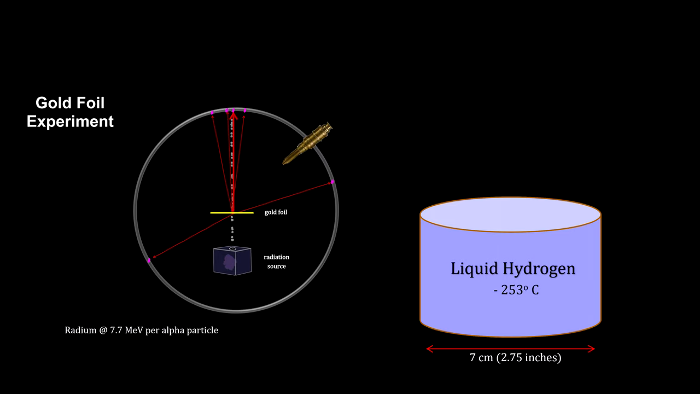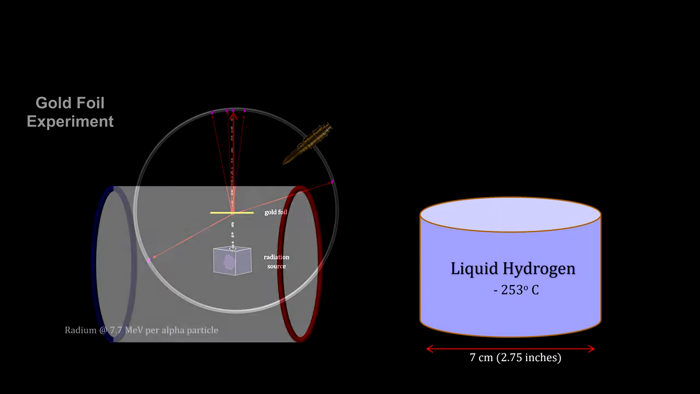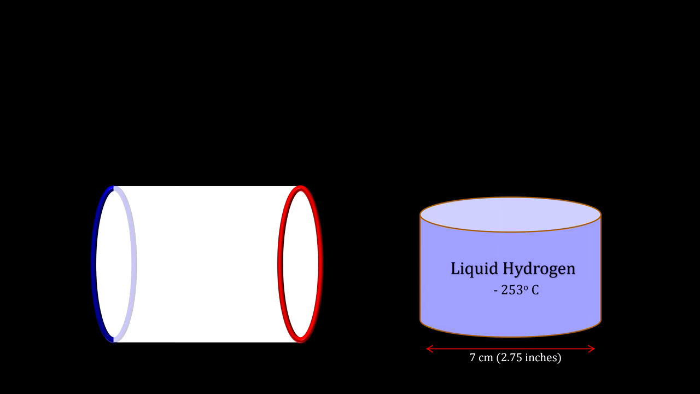As a source, Rutherford used a small piece of radium. The energy of the naturally occurring alpha particles was 7.7 million electron volts. Here we use electrons and accelerate them to nearly the speed of light.